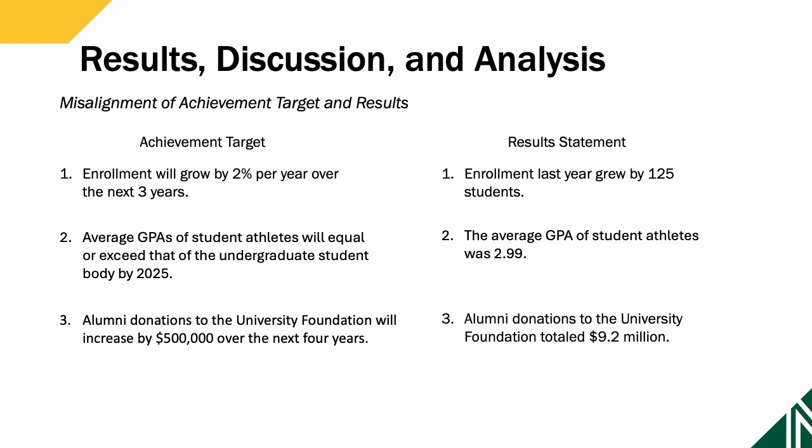Did you notice the problems? In the first example, the achievement target was expressed as a percent, but the results were given as a number. It would be better to express the result as a percent to match the achievement target. In the second example, the result statement is incomplete because it doesn't give the GPA of the undergraduate student body. And in the last example, the result statement gives a total, but we don't know how much donations increased by. So all three of these result statements are problematic.